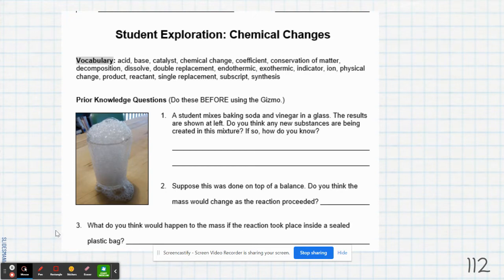Welcome back. If you've completed the Gizmo, these are the things that you should have found. You're looking here at the prior knowledge, the mixing of vinegar and baking soda. And yes, new things are being produced because we see the formation of a gas, which shows as bubbles. If this was done on top of a balance, I do think the mass would change. And if it was inside of a plastic bag instead, I think that bag would maybe puff up and then we'd maybe see the mass stay the same.